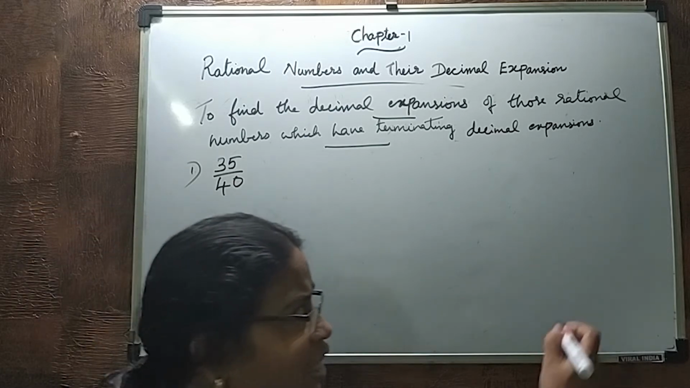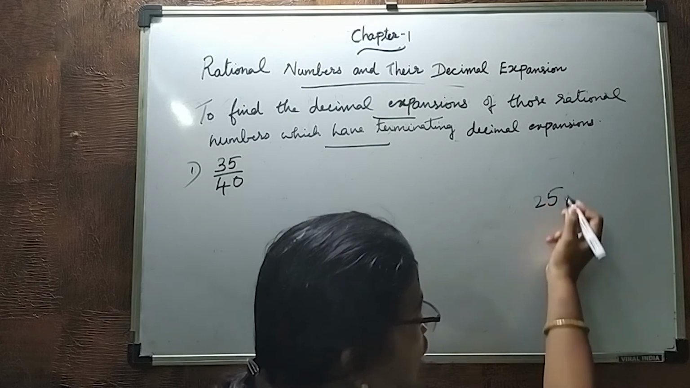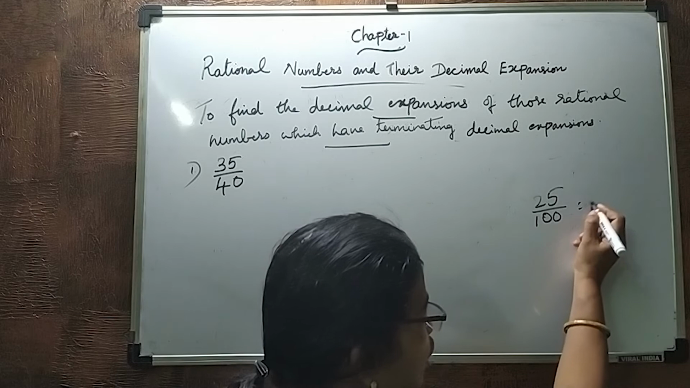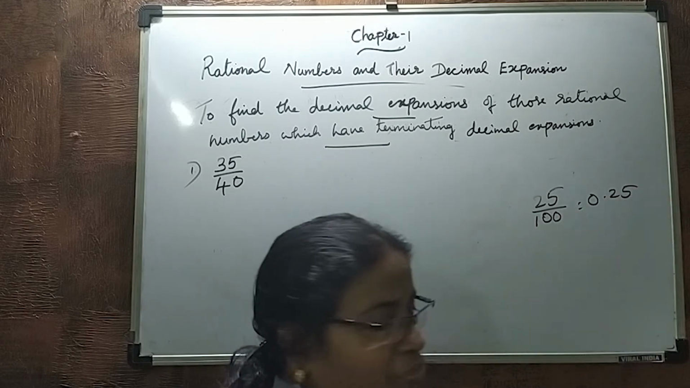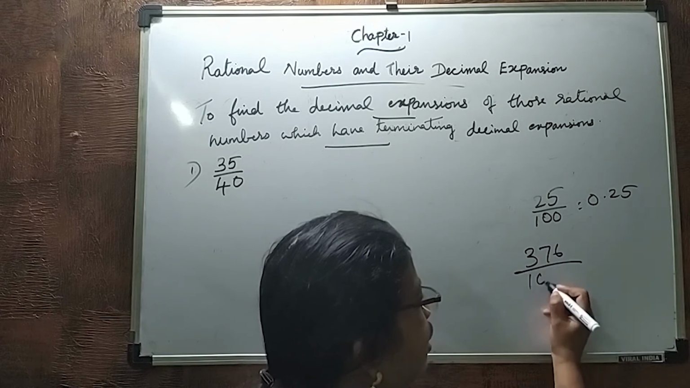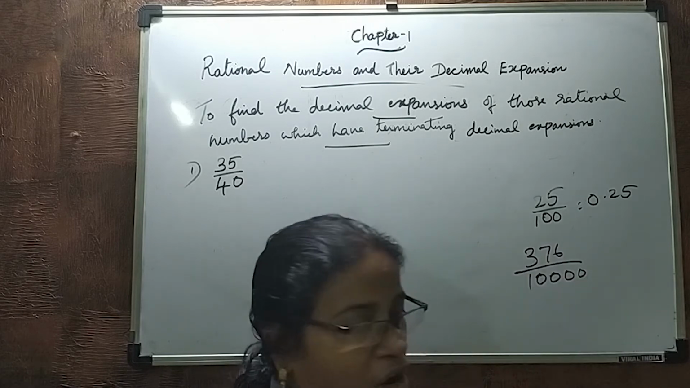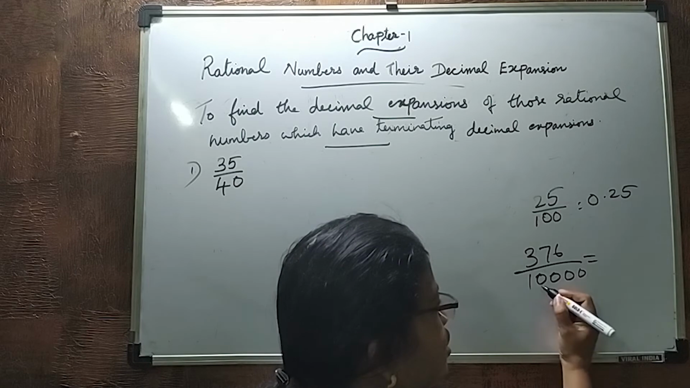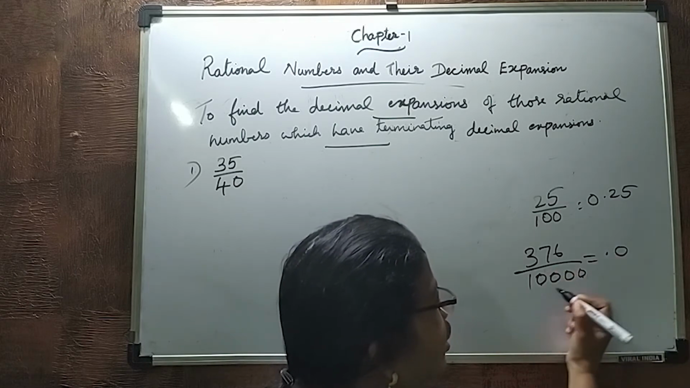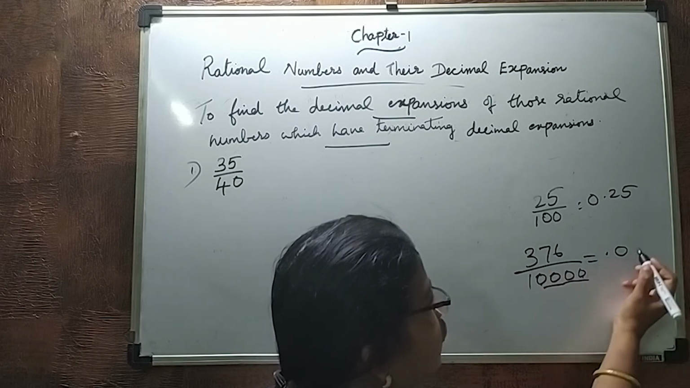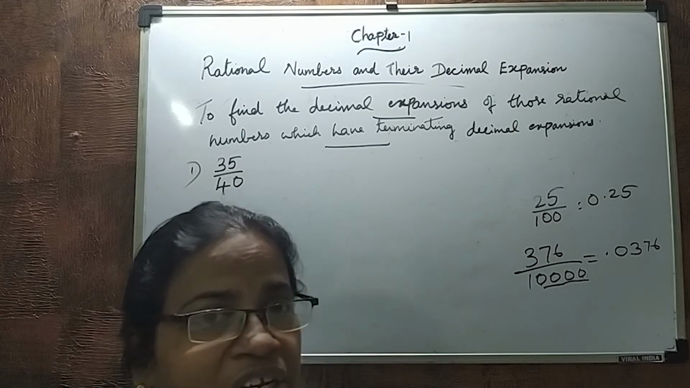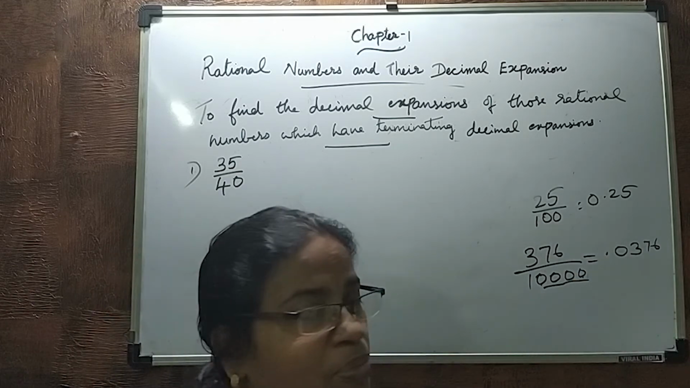Always remember, suppose 25 is there and you have to make a decimal expansion. Suppose it is divided by 100, you will get 0.25. Right? So 376 divided by 10,000: how will you divide? Here only 3 digits are there, and there are 4 zeros. So 4 digits should be there after the decimal point. These are all the decimal numbers we got.